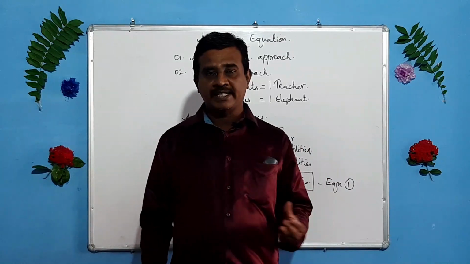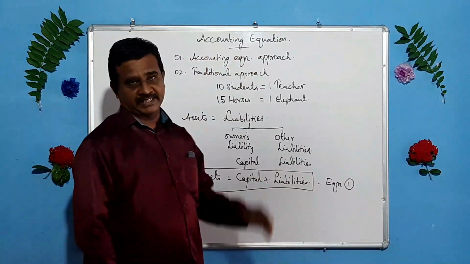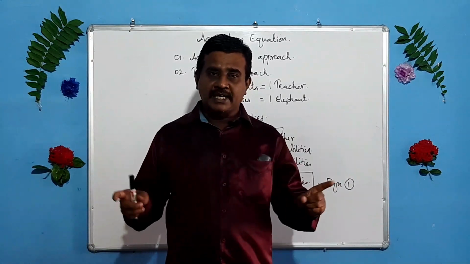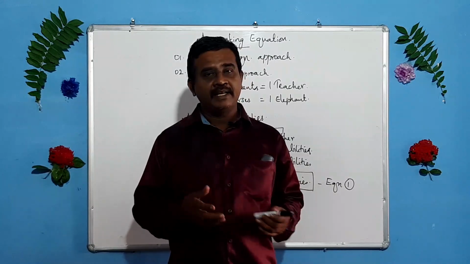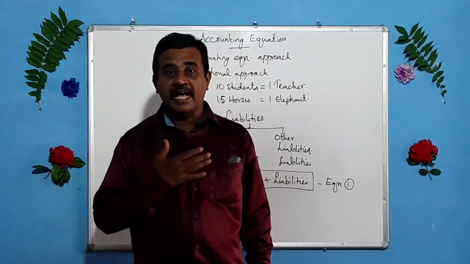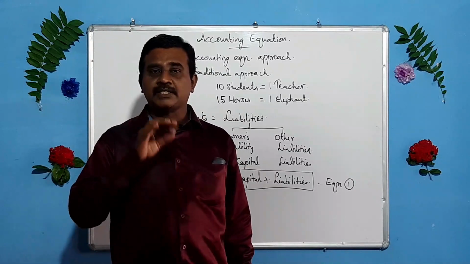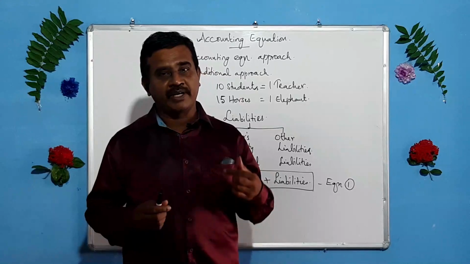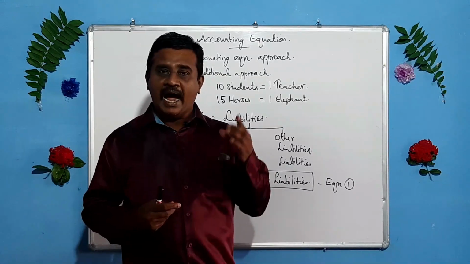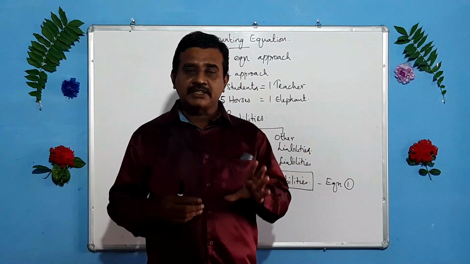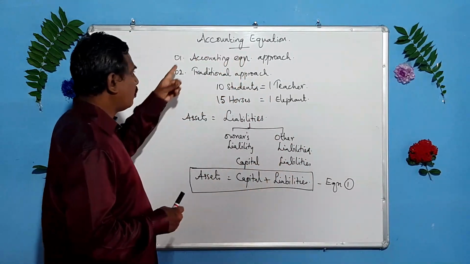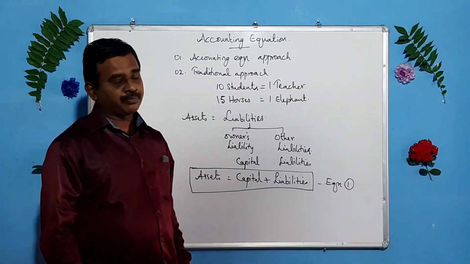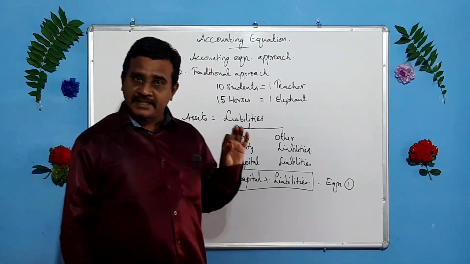Now, let us go to the next chapter, accounting equation. I have already told you that all transactions should be recorded, and transactions cannot be recorded as we like. There is a way, there is a procedure which should be followed. In that procedure, we have to enter those transactions, and those transactions should be recorded in two approaches. One is the accounting equation approach and another one is the traditional approach, and we follow this traditional approach.